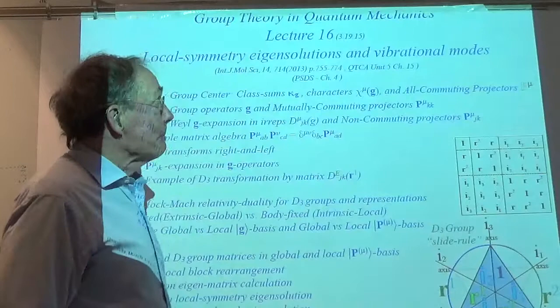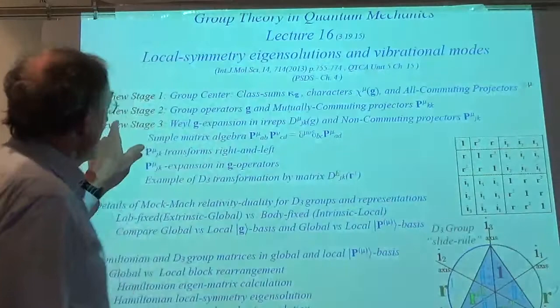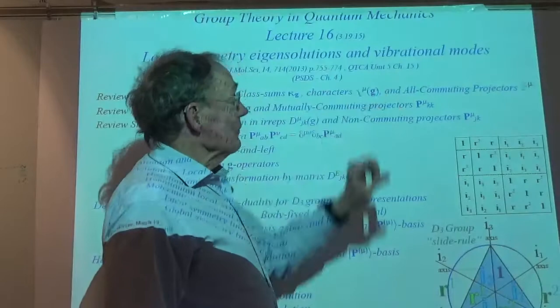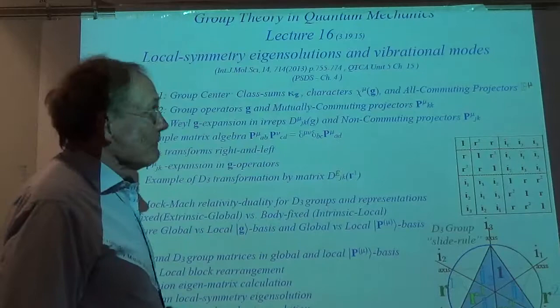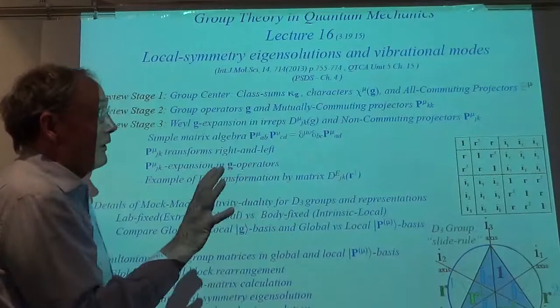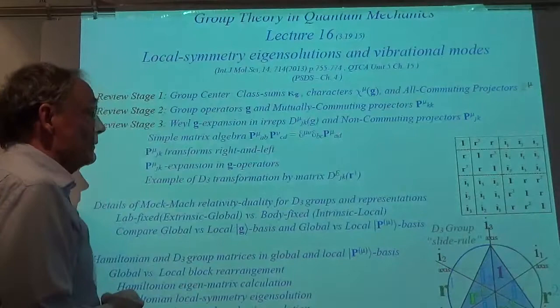And then finally, in order to manage these, the third stage is to make a collection of basically non-commuting operators. Some of them are non-commuting, some of them are still from these other sets. So that forms the whole algebra we're going to be using to do calculations in symmetric systems. The so-called simple matrix algebra, the multiplication rules for our big set of six non-commuting projectors for D3, is this right here.